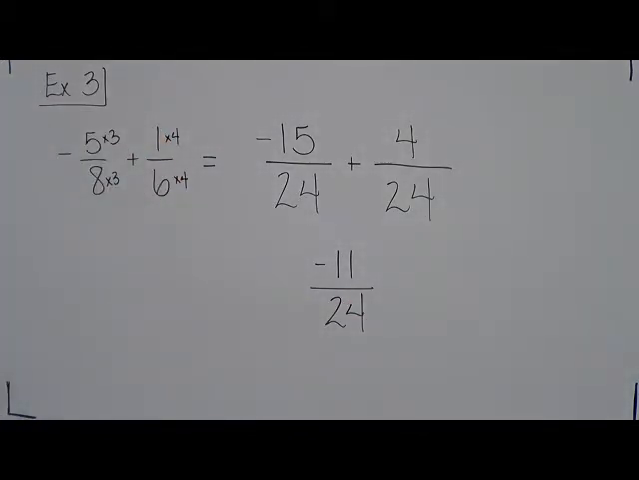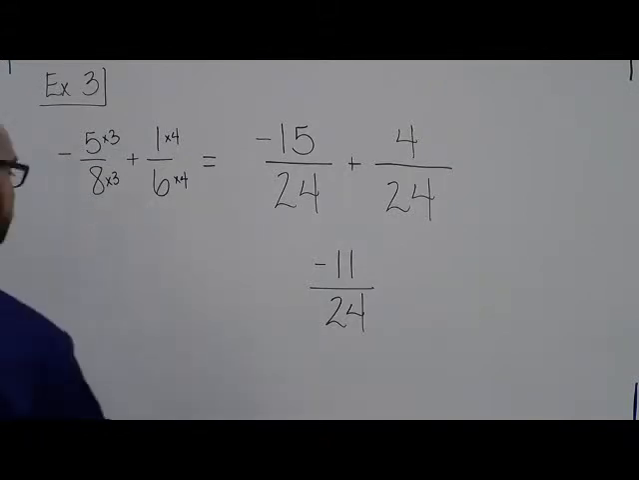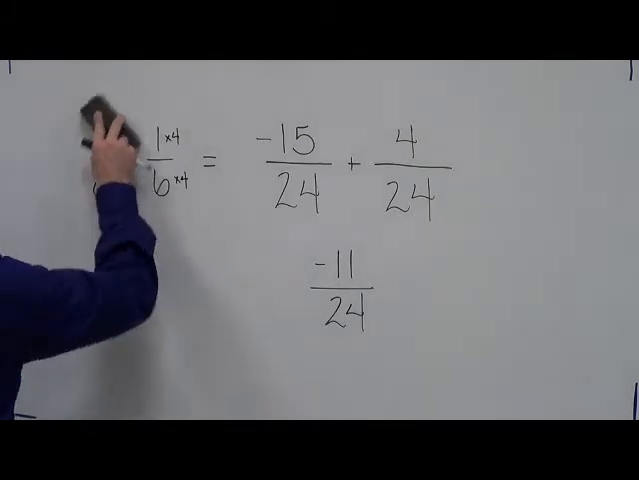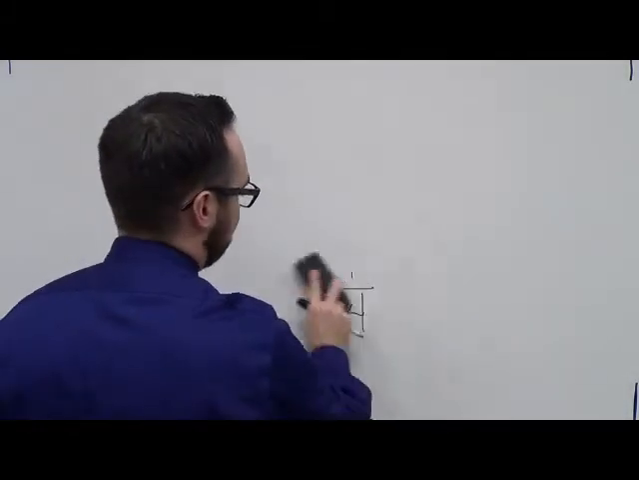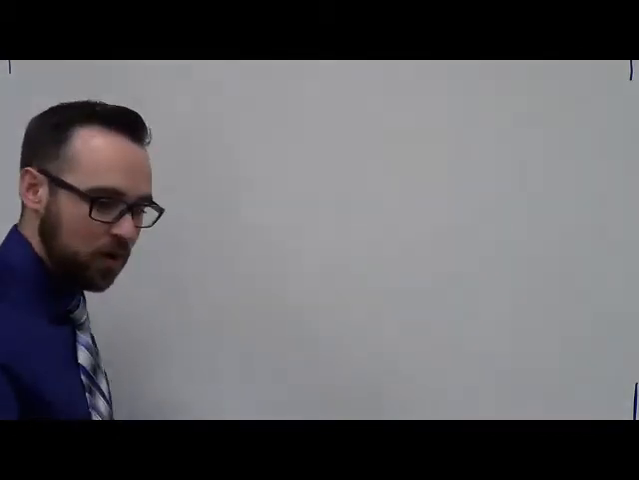So keep in mind those rules for adding and subtracting negatives. If the signs are different, you subtract and keep the sign of the higher number. If the signs are the same, you add and keep the sign. Let me give you one more example, and then I'm going to have you do a couple of these on your own.